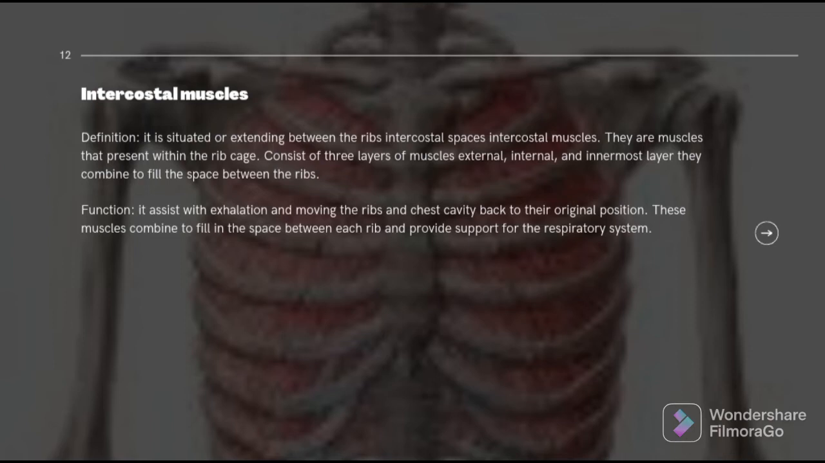The fibrous space between the internal and innermost intercostal muscles and the lower border of the rib above forms the intercostal tunnel. These tunnels provide passage for the intercostal arteries, veins, and the intercostal nerves, which supply the intercostals and arise from the thoracic nerves.